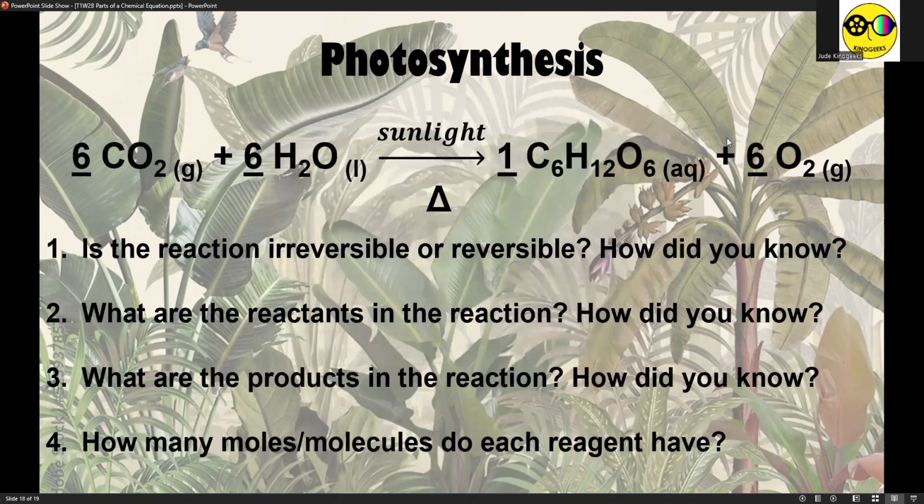So let's answer the following questions, no? So for photosynthesis, is the reaction reversible or irreversible? And then how did we know? So for photosynthesis, the reaction is irreversible because of the presence of the arrow pointing to the right side, or simply to the right.